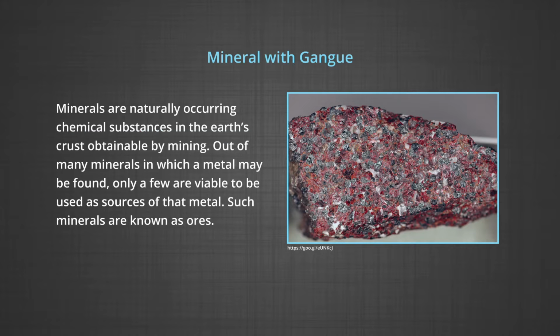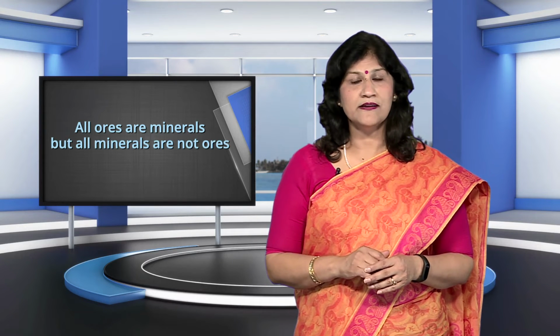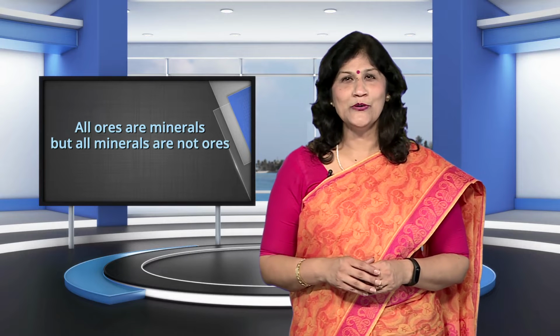For obtaining a particular metal, first we look for the minerals. A mineral is a naturally occurring chemical substance in the earth's crust, obtainable by mining. Out of the many minerals in which a metal may be found, only few are viable to be used as a source of that metal. Such minerals are known as ores. Thus, we say that all ores are minerals, but all minerals are not ores.